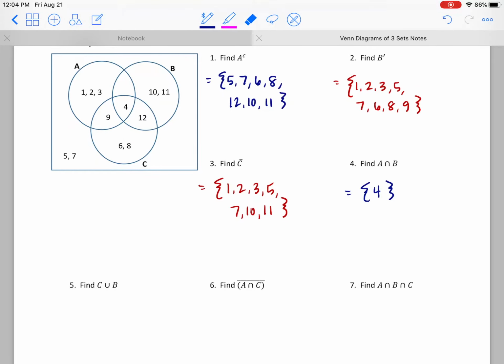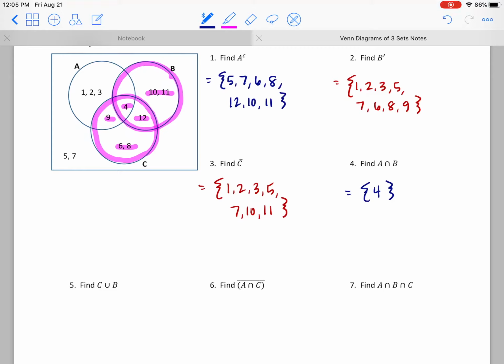Number 5 says to find the union for C with B. So the union, the U there, says let's combine all of the elements that are in C or in B. If I unite those two, I've got B, I've got C. If I combine all of those elements, then I need 4, 9, 6, 8, 12, 10, 11. All of those would be in the union.